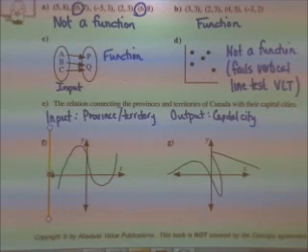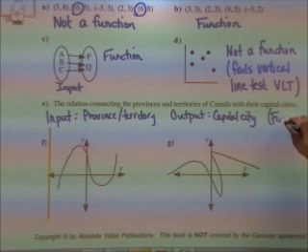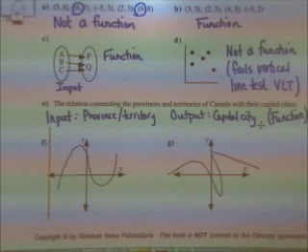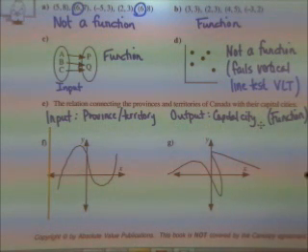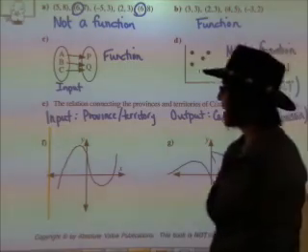Okay. So we said that this would be a function because in each province there is only one capital city. Ontario does not count as two because Ottawa is the capital of the country, not the province. I've had that used on me before.